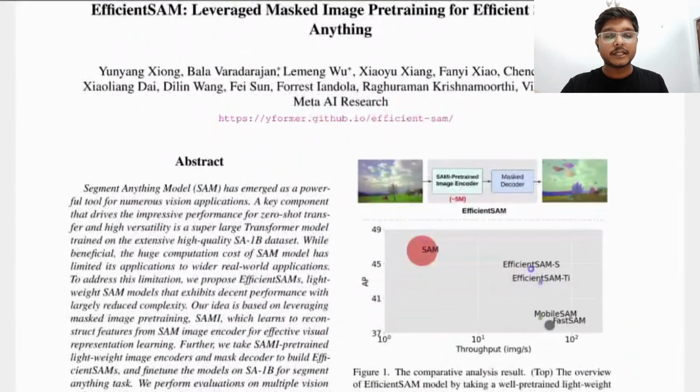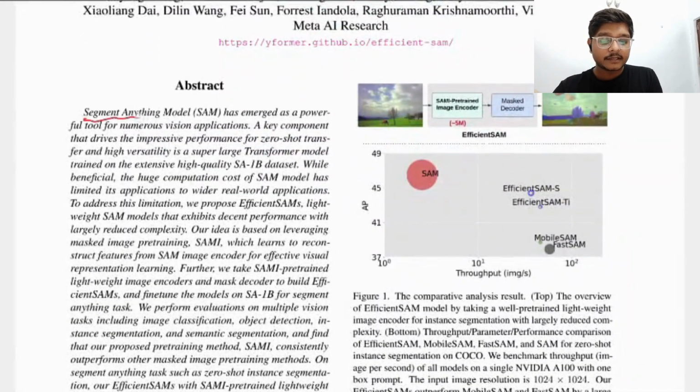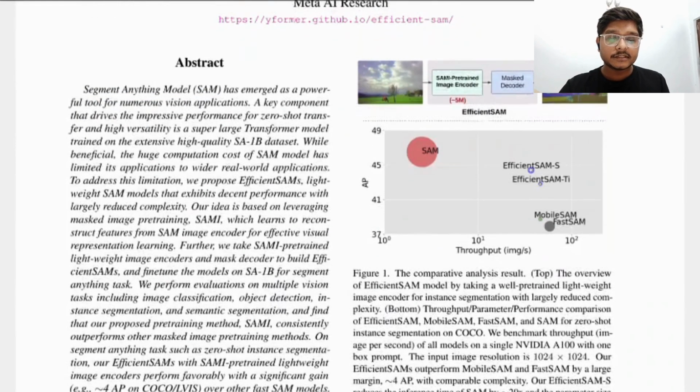Hello everyone. Today I am presenting EfficientSAM: Leveraged Masked Image Pre-training for Efficient Segment Anything. To set the stage, we have to look at the Segment Anything Model, also known as SAM. This was one of the foundations of modern image segmentation. However, SAM has a massive deployment problem. The image encoder ViT-H of SAM has nearly 632 million parameters, and this creates a high computation and memory cost that makes real-time application nearly impossible.